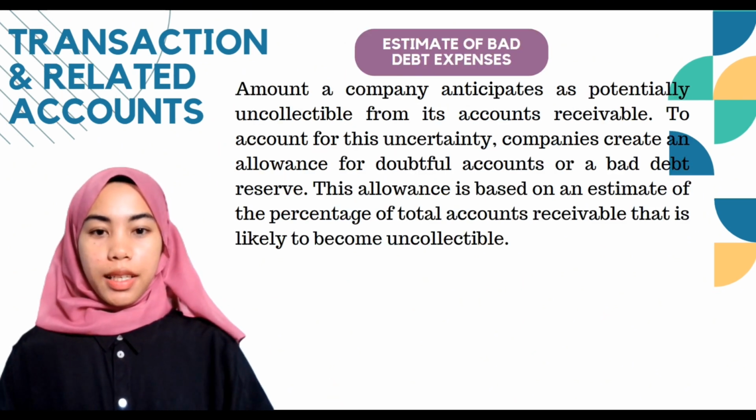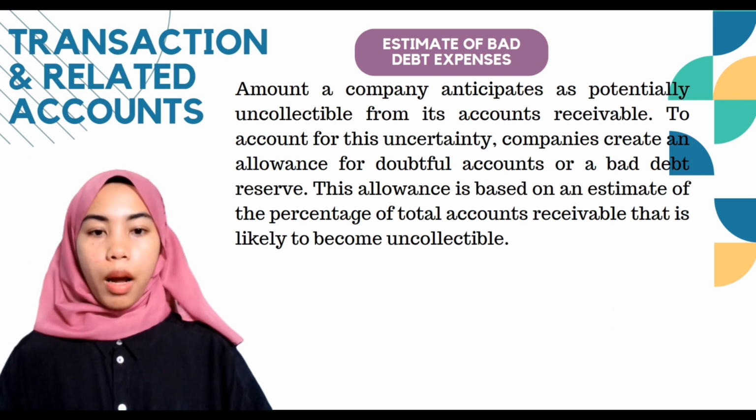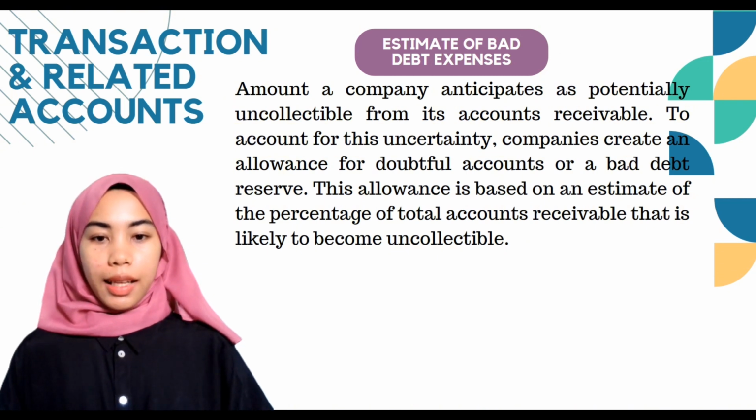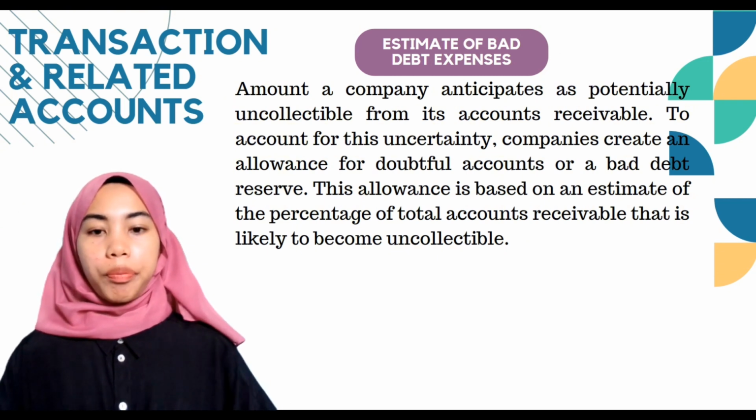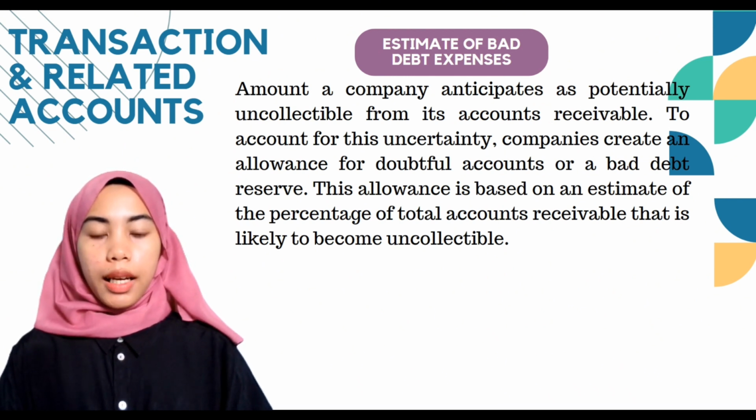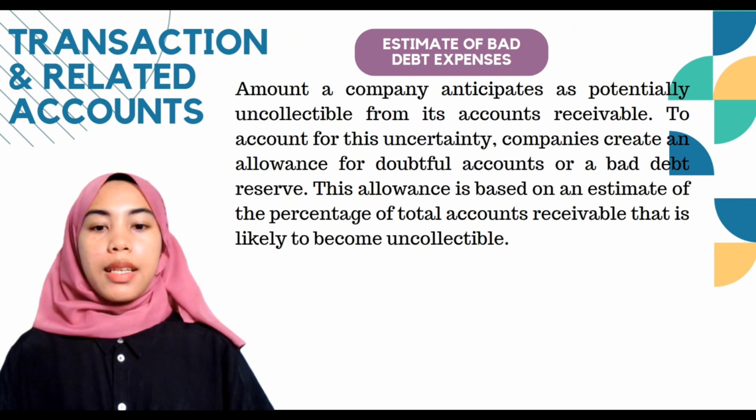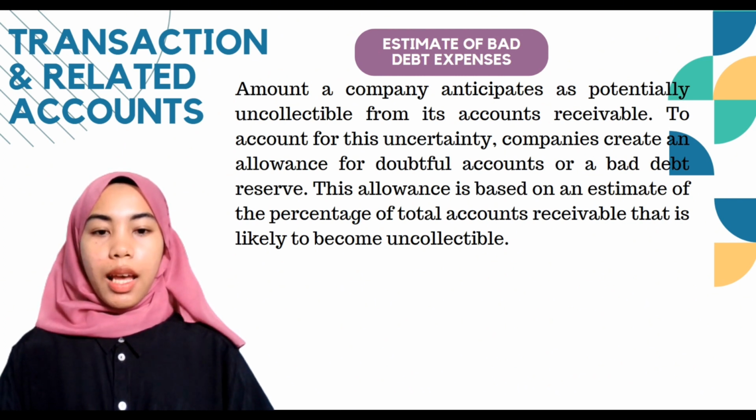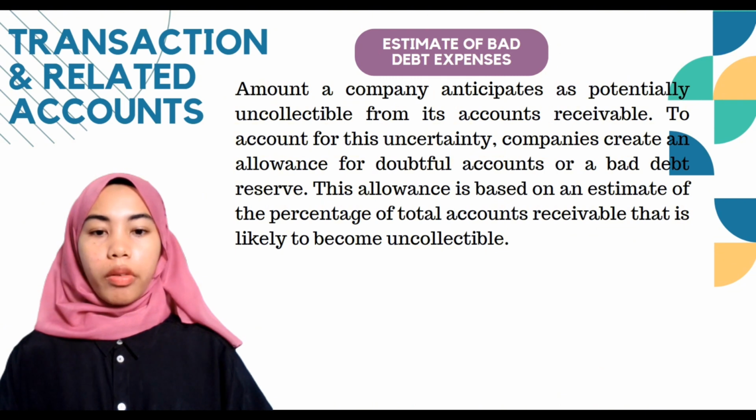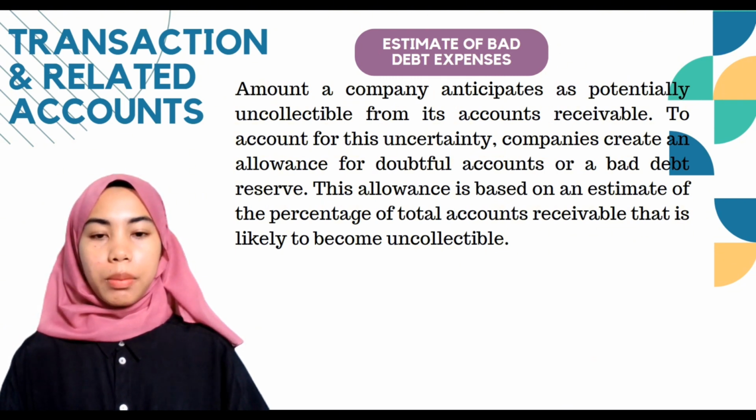Last but not least is the estimate of bad debt expenses, which refers to the amount a company anticipates as potentially uncollectible from its account receivable. To account for this uncertainty, the company creates an allowance for doubtful account or bad debt reserve. This allowance is based on an estimate of the percentage of the total account receivable that is likely to become uncollectible. Now, we move to the next presenter.